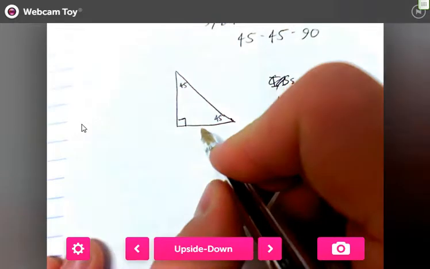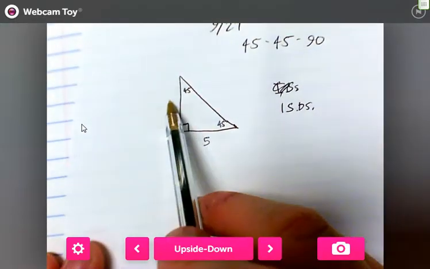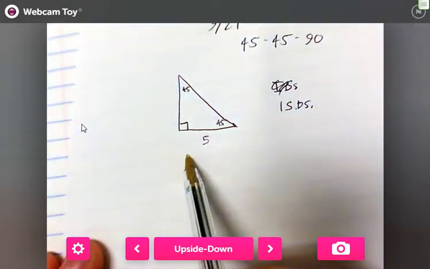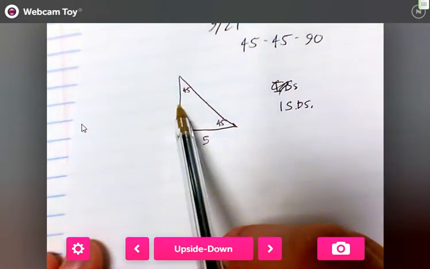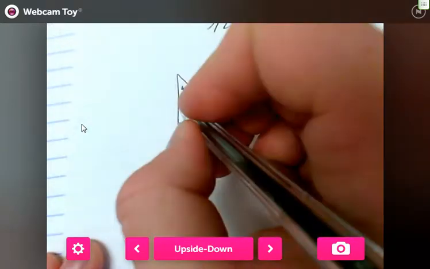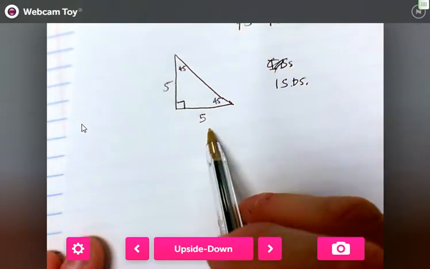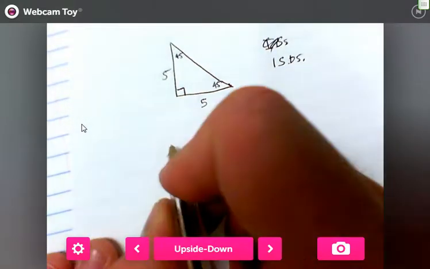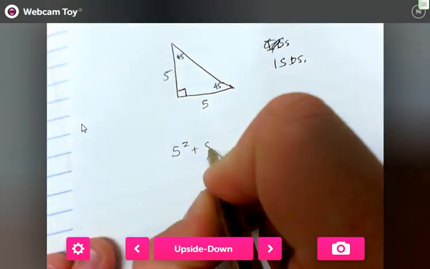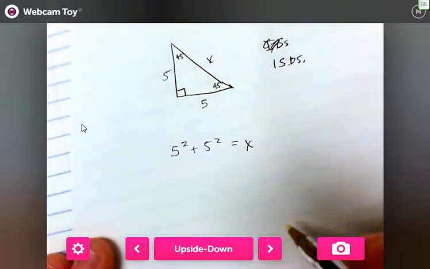So if this bottom number is 5, what is this other leg? If this leg is 5, what is this leg? 5, right? Because in isosceles triangles, the two legs are equal. Good, 5. Okay, so let's use this one as an example, and we're going to do this one with the Pythagorean theorem.